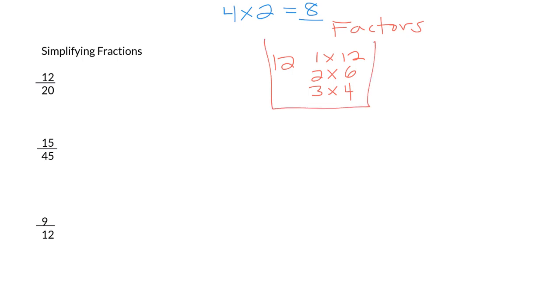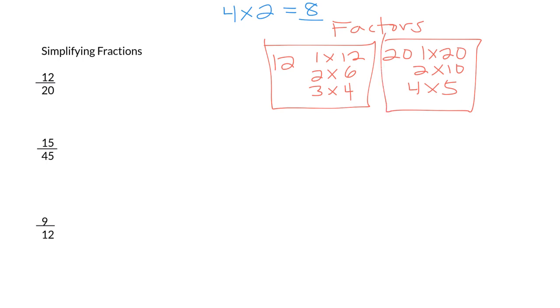Now we're going to do the same thing for 20, and what we're looking for are factors that are the same, and actually the biggest factor that they both share. So factors of 20: 1 times 20, 2 times 10, 3 times anything, nope, because 20 is an even number. 4 times anything, oh yeah, 4 times 5. 6, 7, 8, 9 times anything, nope. Once I get to 10, I'm not going to write 10 times 2 again because we already have 2 times 10, which is exactly the same. So the factors of 20 are 1, 2, 4, 5, 10, and 20.